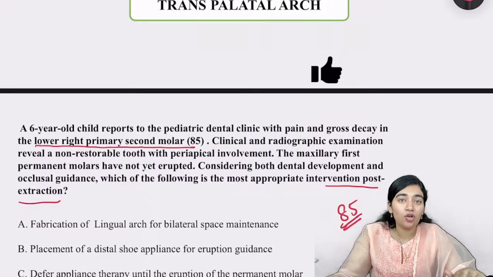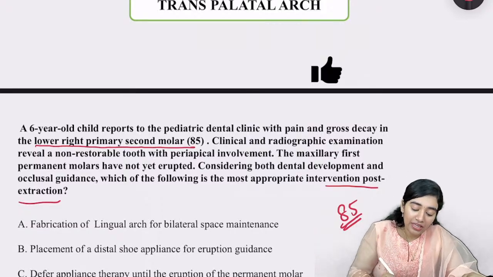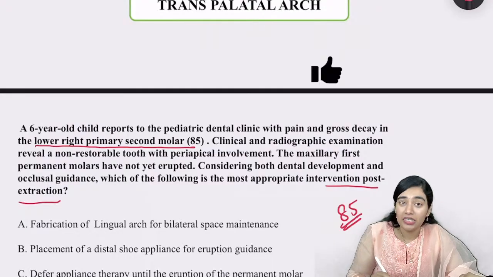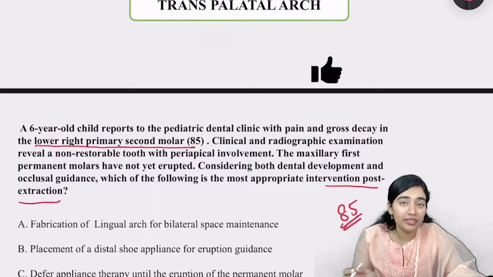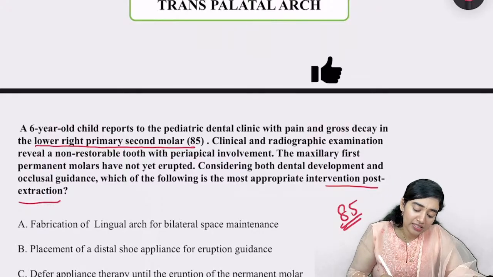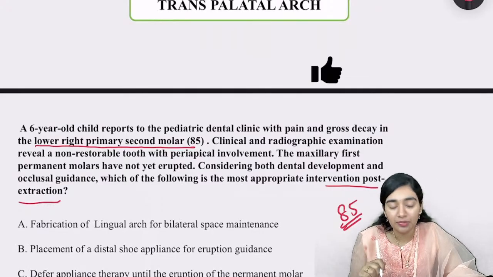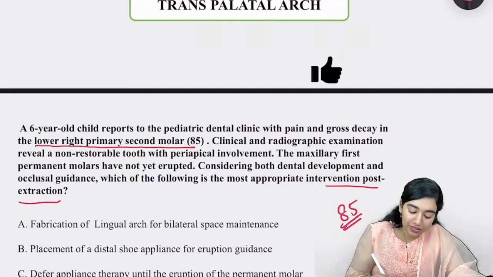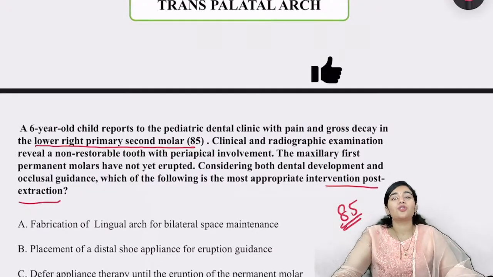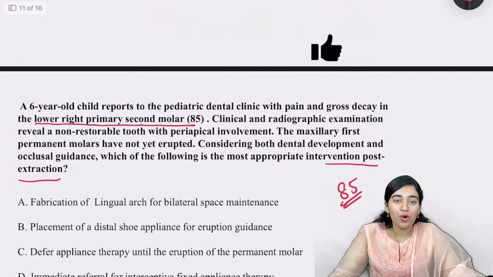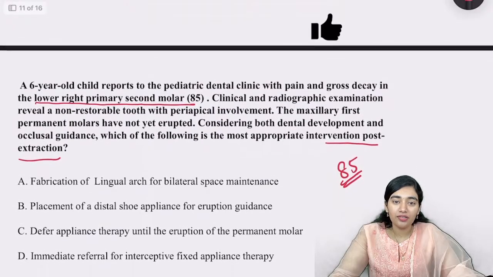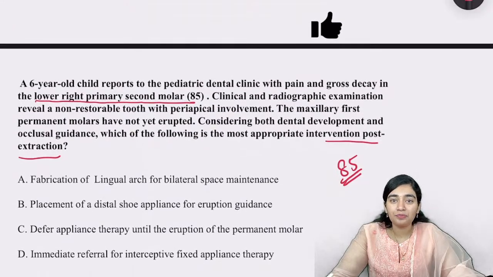So let's see the options first. Fabrication of a lingual arch for bilateral space maintenance. Then, placement of a distal shoe appliance for eruption guidance. Then, defer appliance therapy until the eruption of the first permanent molar. Then, immediate referral for interceptive fixed appliance therapy. So these are our options. A bit tricky question, I feel, to evaluate all the options. I hope it is visible.